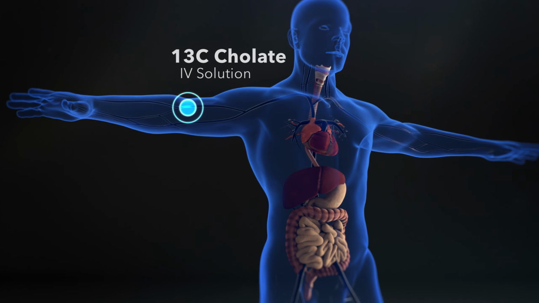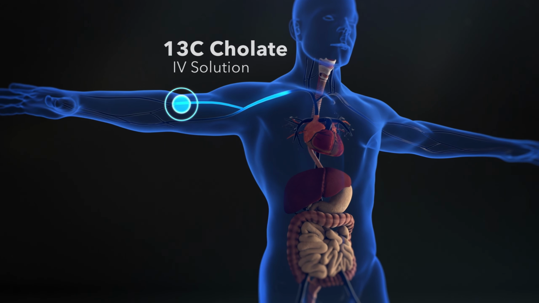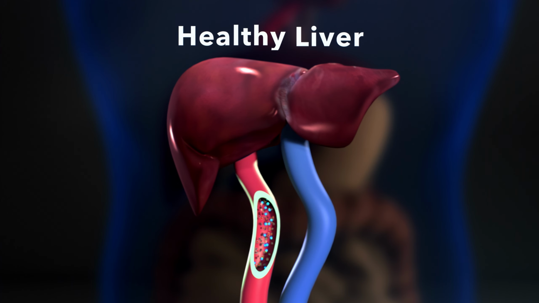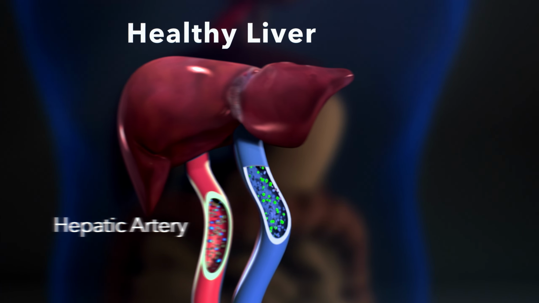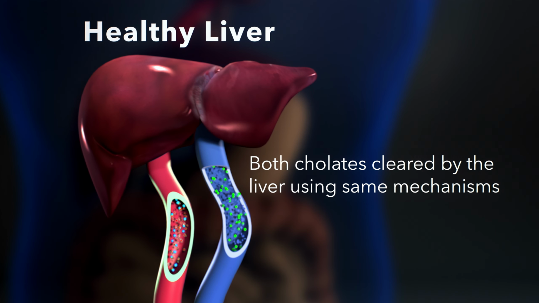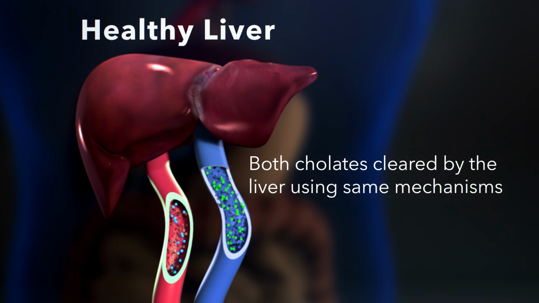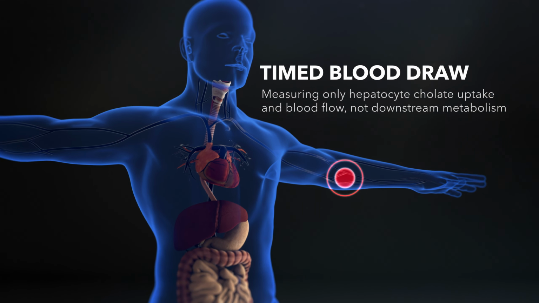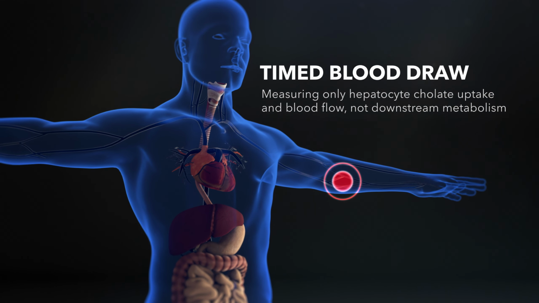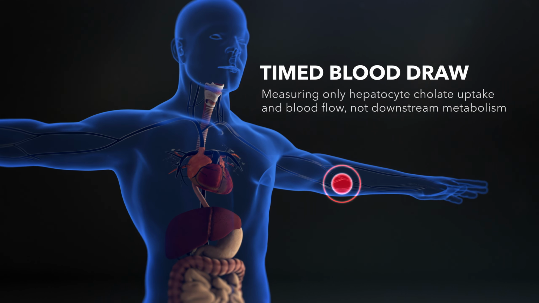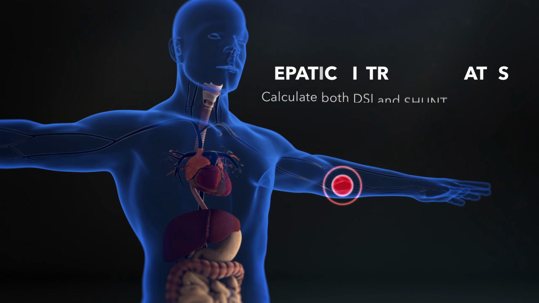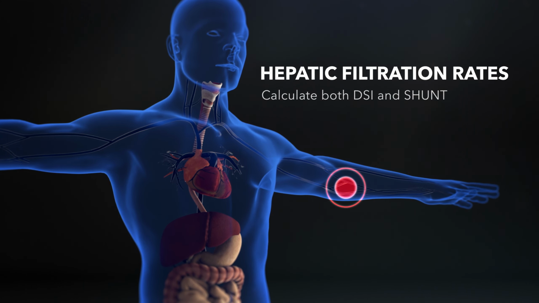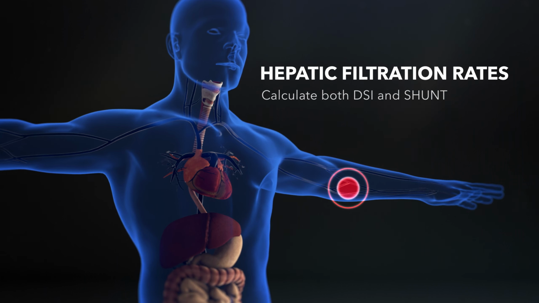Simultaneously, 13C cholate is injected into the systemic circulation via a peripheral venous catheter. Cholate is cleared from blood solely via hepatic uptake, and the hepatic mechanisms for clearing cholate are identical for both 13C and D4 cholates. The clearances of 13C and D4 cholate are calculated from the area under the curve of blood concentrations of 5 blood samples obtained over 90 minutes. Hepatic filtration rates are calculated from the clearances, and both DSI and SHUNT are calculated from the hepatic filtration rates.